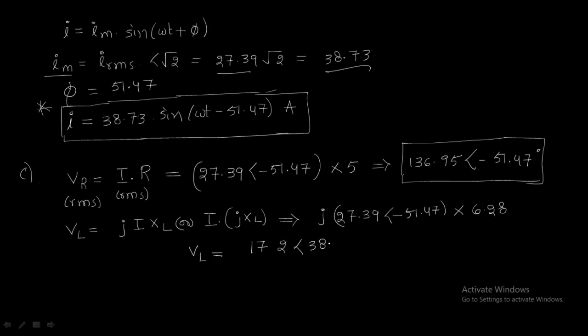172.38 at an angle of 38.43 degrees. Why 38.43 degrees? Always with XL, by removing the j, we get an angle of plus 90 degrees. That's why we will get here like this: 27.39 into 6.28, at 90 minus 51.47.